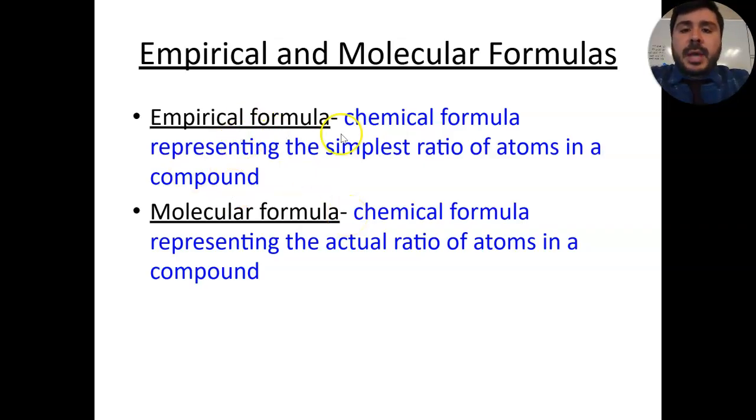An empirical formula, guys, is a chemical formula representing the simplest ratio of atoms in a compound. The simplest ratio, right? So we're not talking any kind of ratio where there's an unsimplified, or the actual ratio. The actual ratio, or this unsimplified version, is known as this molecular formula, right, which is the second concept on this page here. It's when you've got a chemical formula representing the actual ratio of atoms in a compound.